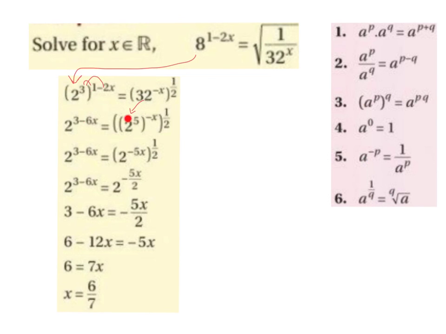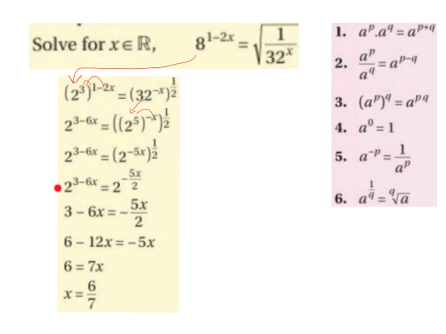So now I have 2 to the power of 5 raised to the power of minus x raised to the power of a half. So on the left hand side I still just have 2 to the power of 3 minus 6x. Nothing actually changes on the left hand side. And on the right hand side I'm going to multiply 5 by the minus x because I'm raising a power to a higher power. So I multiply the powers, again using law 3, and 5 multiplied by minus x gives me minus 5x. And this is still all raised to the power of a half.